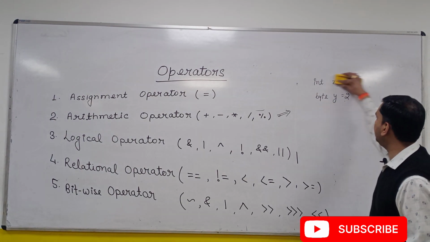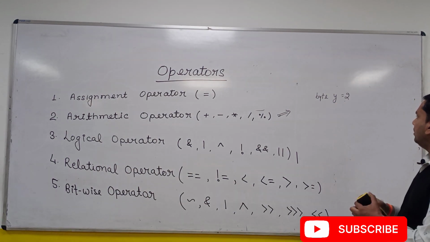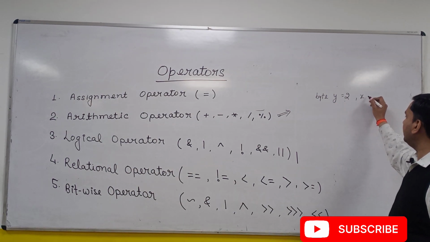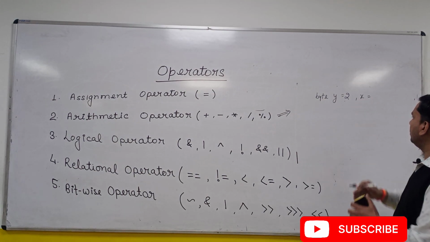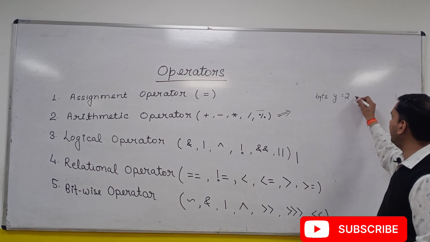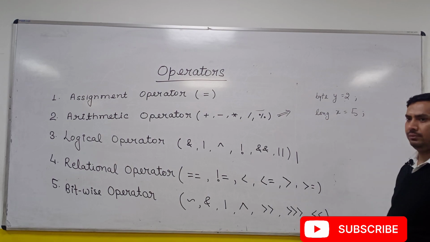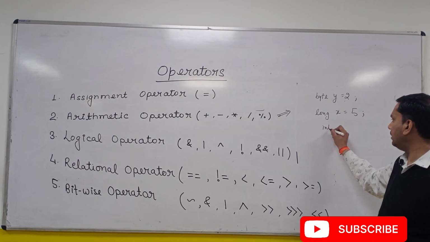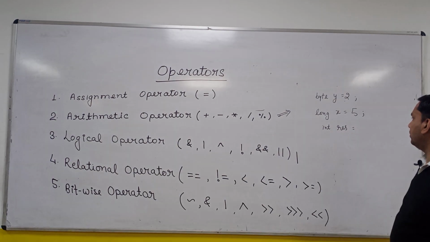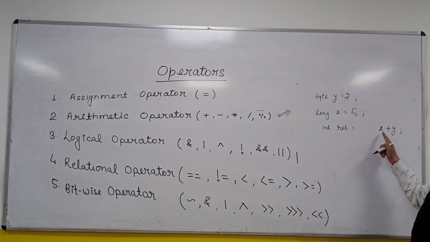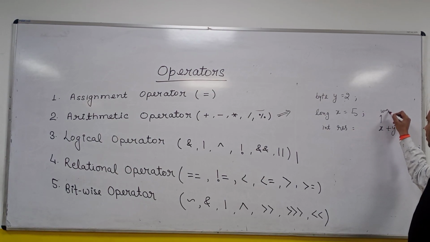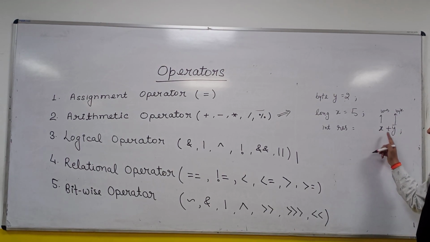Same thing if you go with the second example here. This time I have two values: byte y is equal to 2 and let's say long x is equal to 5, and I say int result is equal to x plus y. So if you see here, I want to do x plus y. The type of x is long, and y is of byte type. So the two operands are of different types.